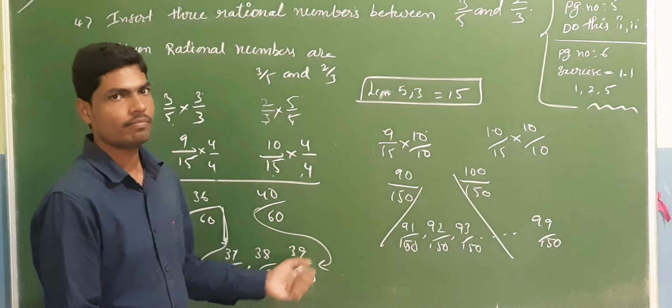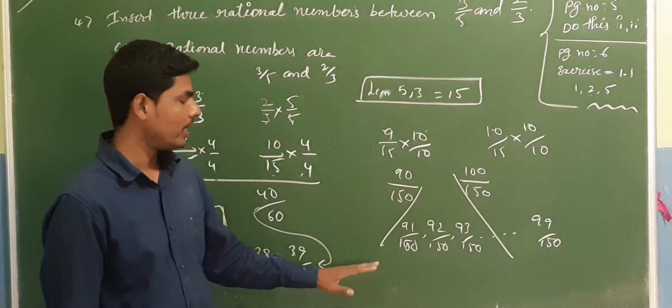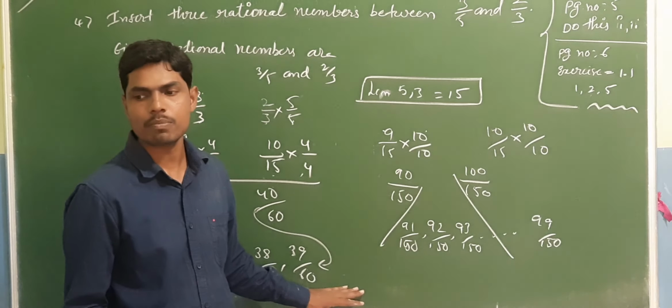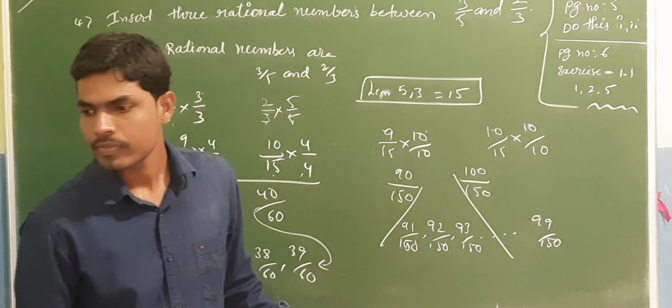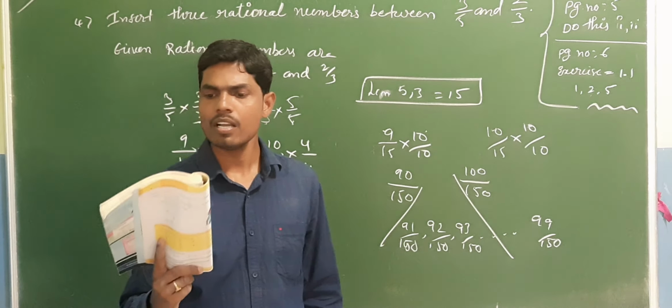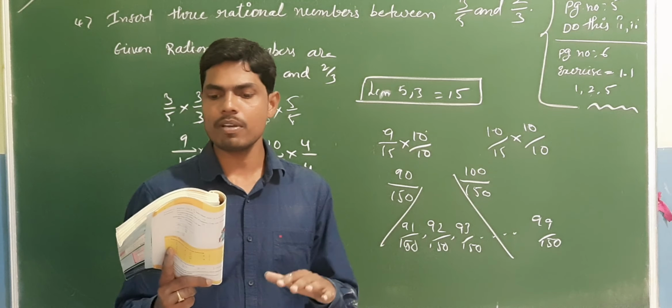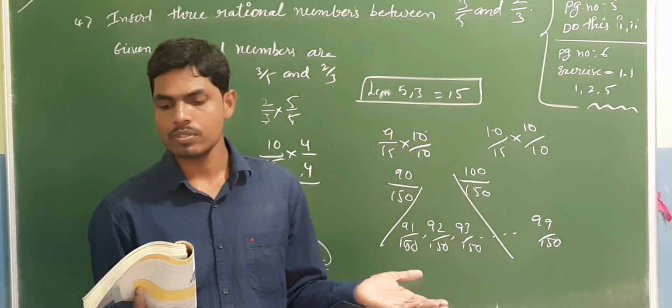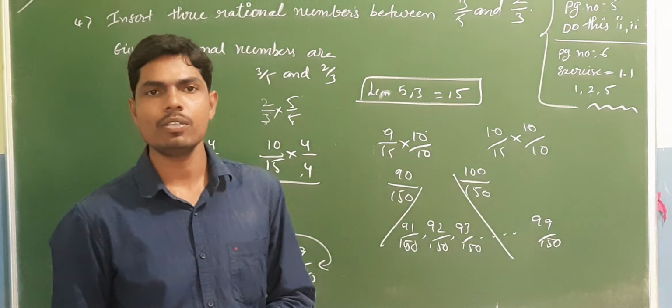Okay children? Okay children, enough for today in this class. Next class we are going to explain how to convert rational numbers into decimal form and decimal form to rational form, from the exercise.